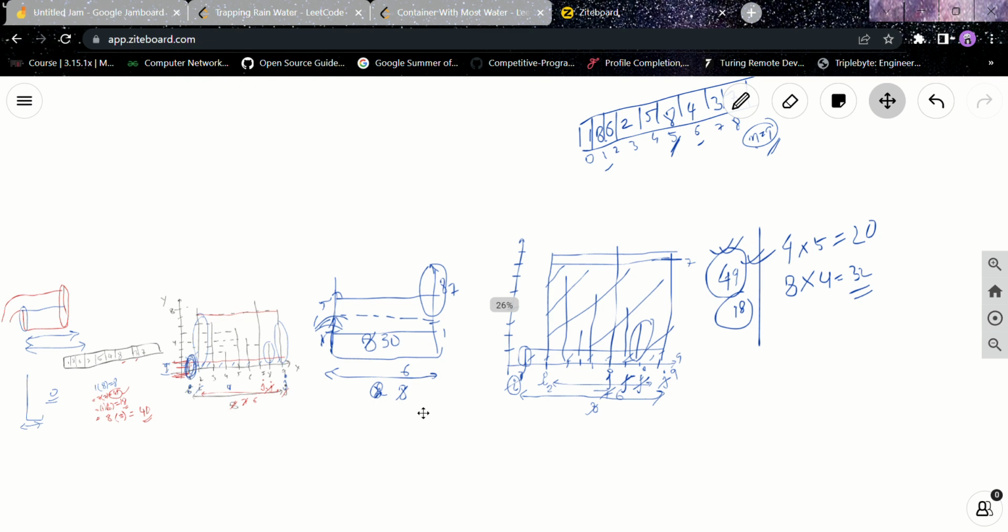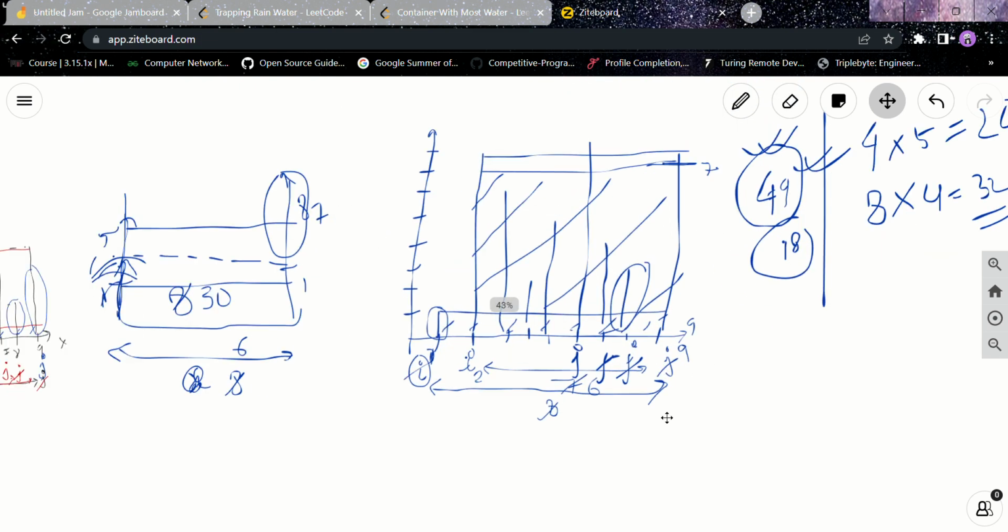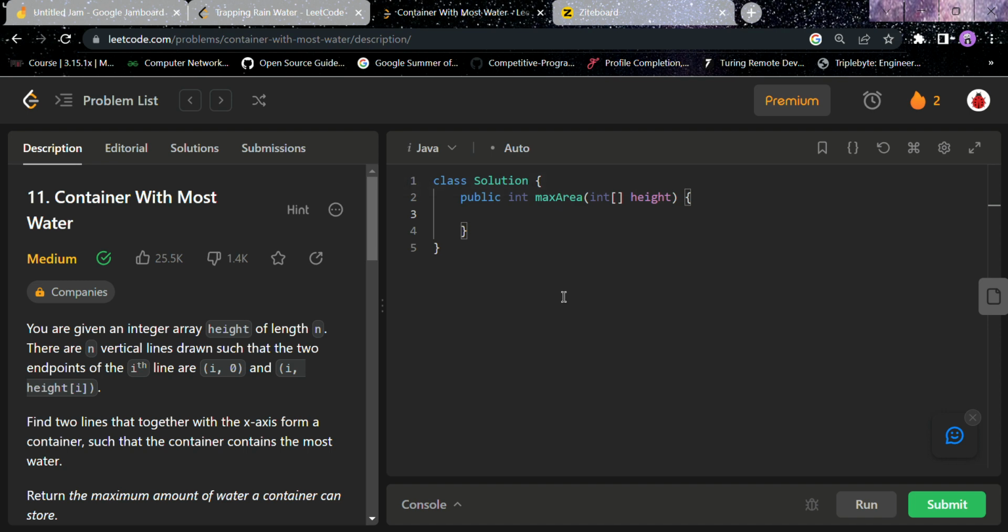Okay. Now, how will we actually code the problem? We know the approach, we know the intuition behind the problem, but how do we actually code it? So first of all we will take two pointers, that is I pointing towards the 0th index, and j pointing towards the last index. So int I equals to 0 and int j equals to height dot length minus 1.